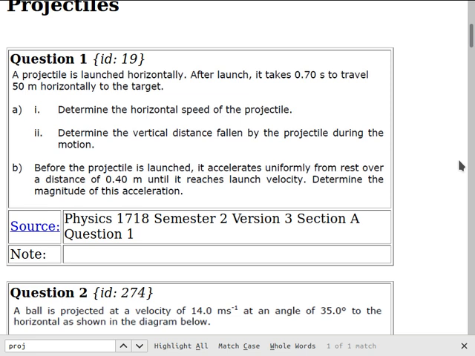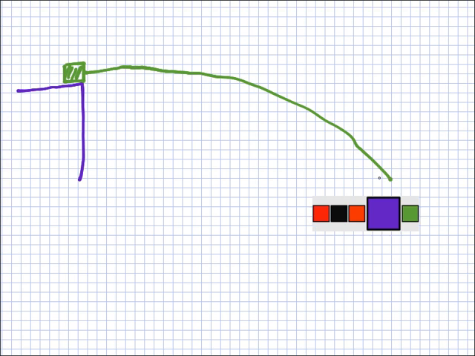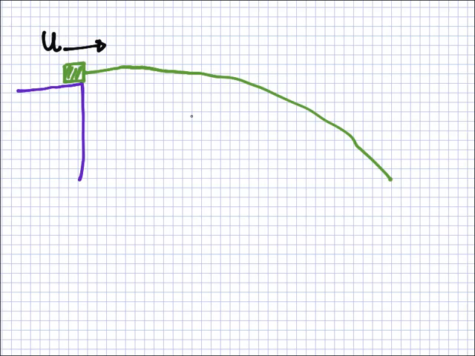A projectile is launched horizontally. After launch, it takes 0.7 seconds to travel 50 meters to the target. Determine the horizontal speed, determine the vertical distance fallen. It's a little tricky. This is like the last example I did yesterday. You have your projectile, it gets fired, but then it falls to hit a target here. You don't know the speed here, I'll just call it u. In fact, the only thing you do know is the time.